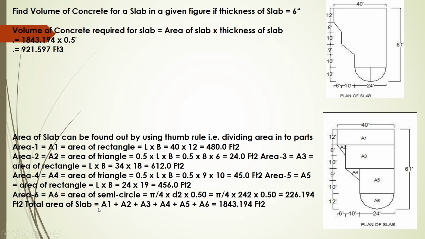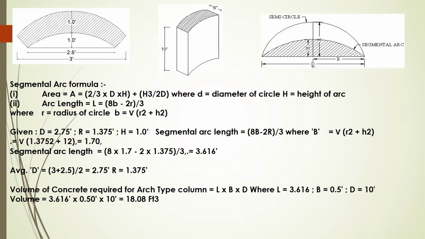So area of the total slab will be A1 plus A2 plus A3 plus A4 plus A5 plus A6, 1843. So volume will be 1843 into 0.5, that is 921.57 cubic meter.